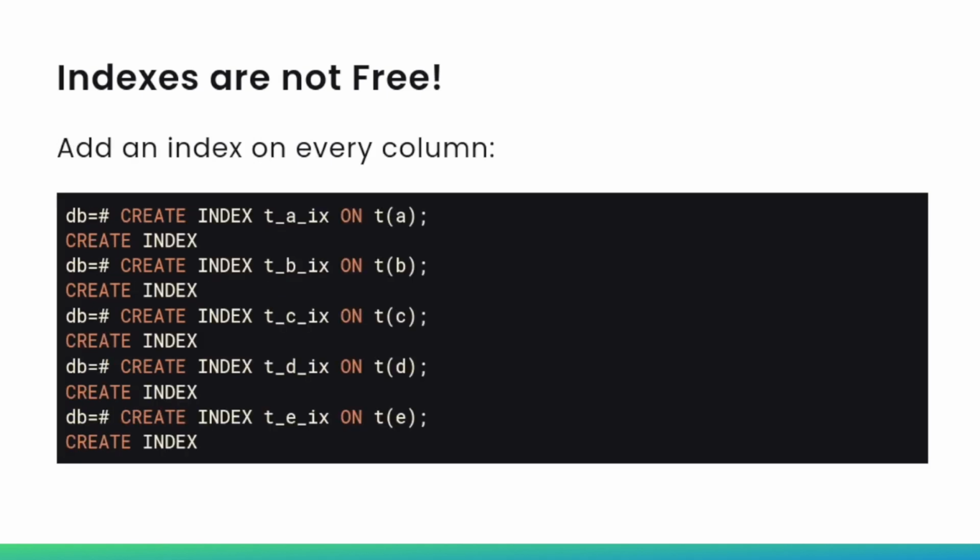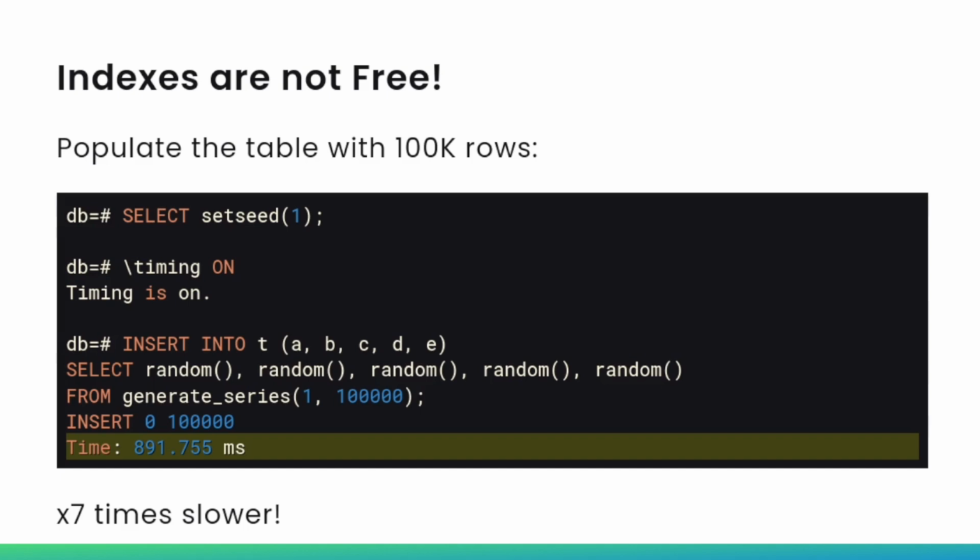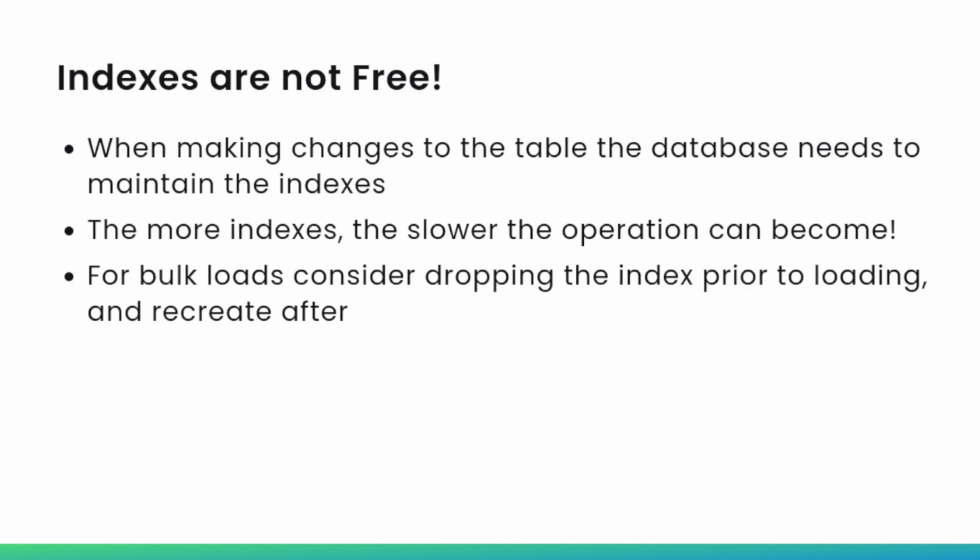But this time, before we insert data into the table, we are going to add 5 indexes. We're going to add a B-tree index on every column in this table. So we have a total of 5 indexes. Now we do the exact same thing. We populate the table with 100,000 rows, and check this out. Almost 900 milliseconds. That's 7 times slower than adding the data without the indexes. So this slowdown can only be attributed to the addition of the indexes, okay?